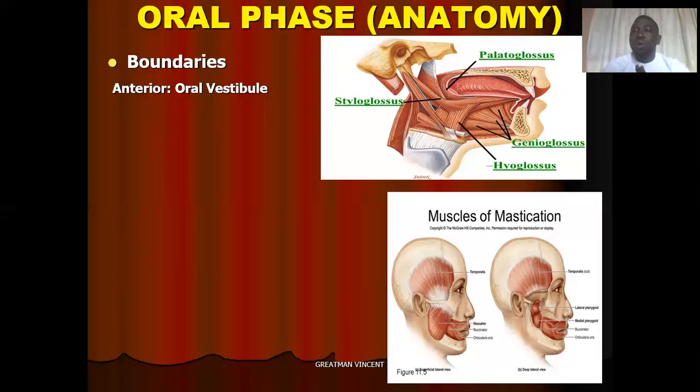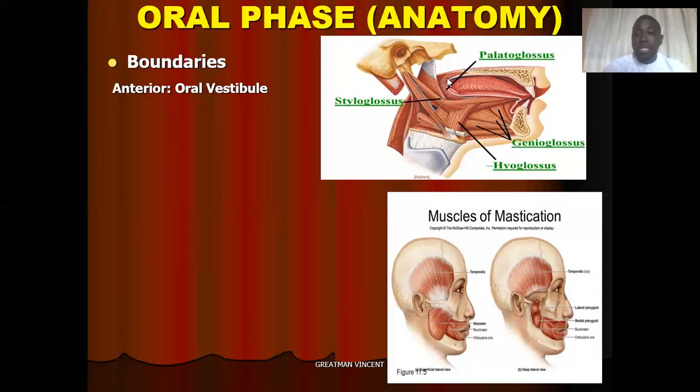And then we have also another boundary we call the palato-glossal arc. So you can see a fine arc here, which is the palato-glossal arc. Now, when food hits this region, then food is said to be no more in the oral phase. It is an arc because it is geared in such a way that it prevents saliva from entering into the pharyngeal phase unless you are swallowing.